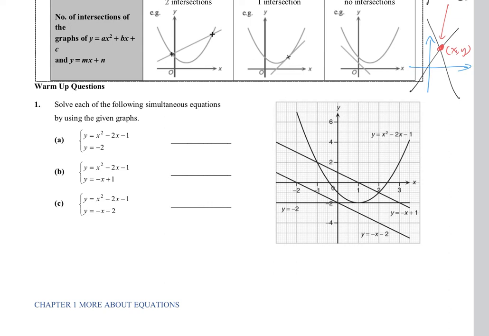Okay. So for the first one, you have the parabola, and then you also have the straight line, y is equal to -2. And then we only get this point as the solution, 1.0 and -2.0. Like this. So we can do this similarly for the rest of them. Two solutions for part B, and then no real solutions for part C.